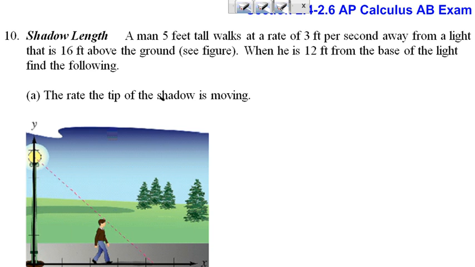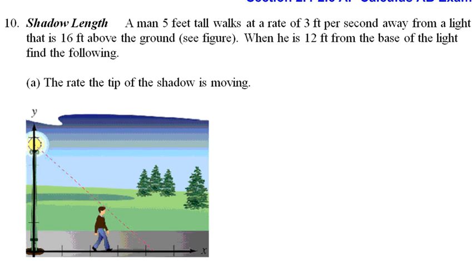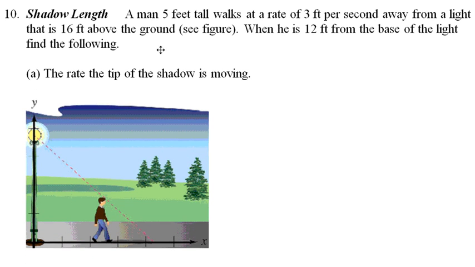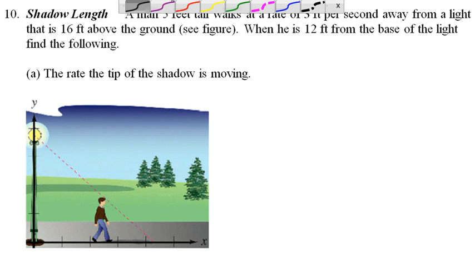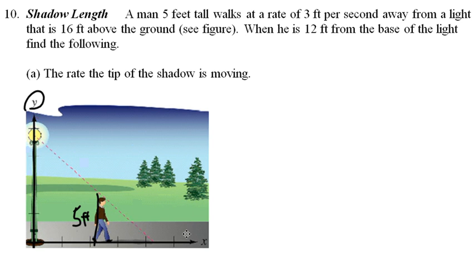All right, well, let's go ahead and make sense of what information is given to us, and then we can go on from there. So a man's 5 feet tall. So this dude right here, we're going to say is 5 feet tall, right? 5 feet. And he walks at a rate of 3 feet per second. So let's just call this our y as it indicated, and this is our x. So as he's walking, dx dt is 3 feet per second. Okay, that's how it's changing there.